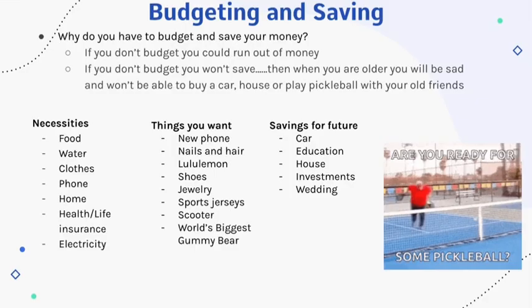Why do you want to budget and save your money? If you don't budget, you could run out of money. You also won't be saving any money. So when you're older, you will be sad that you won't be able to buy a car or house or play pickleball with your friends.